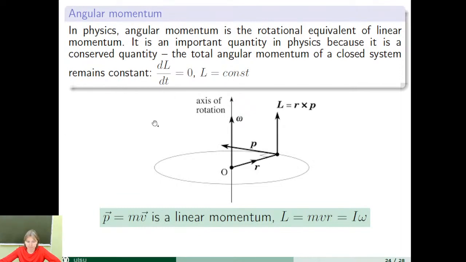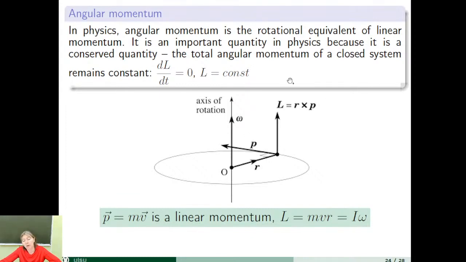Angular momentum. In physics, angular momentum is the rotational equivalent of linear momentum. It is an important quantity in physics because it is a conserved quantity. The total angular momentum of a closed system remains constant. This is a conservation law, and L is a constant.